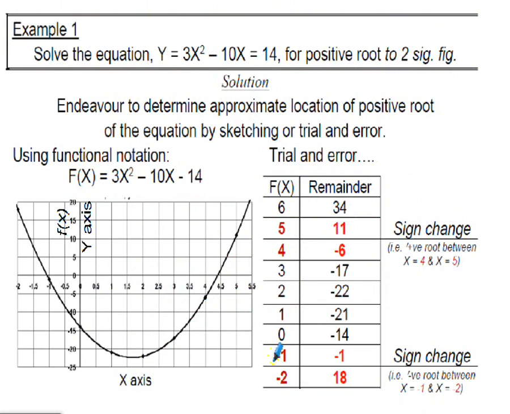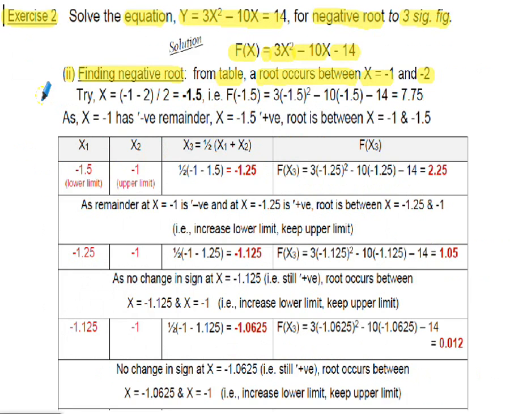Here's the table, and we can see when x is equal to negative 1, we had a remainder of negative 1. When x is equal to negative 2, we have a remainder of positive 18. So a sign change occurs here, so our interval will be between x is equal to negative 1 and x is equal to negative 2 to find the negative root. So we're going to start by finding the midpoint between x is equal to negative 1 and x is equal to negative 2. So averaging negative 1, negative 2, we get a value of negative 1.5.